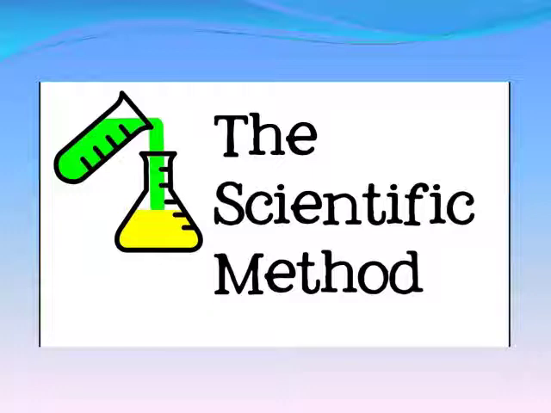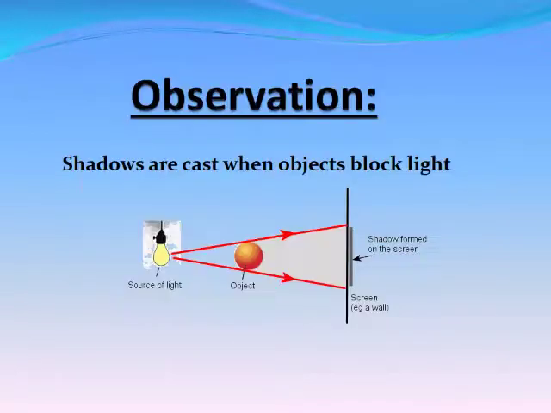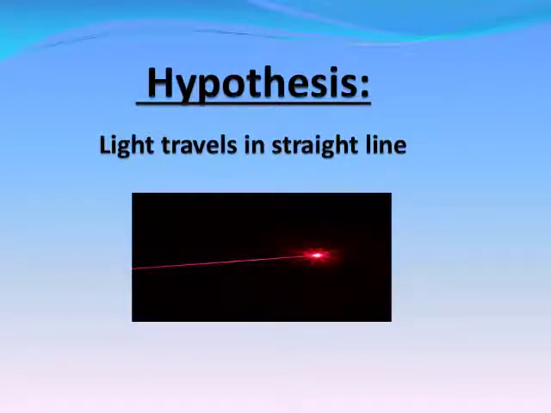The scientific method is the most common method used by scientists in their investigations. The flowchart shows the stages in the scientific method. For example, it is observed that shadows are cast when objects block light. Coming up with a hypothesis, a suggested explanation that can be tested to explain the observation. Let's make the hypothesis that light travels in a straight line.